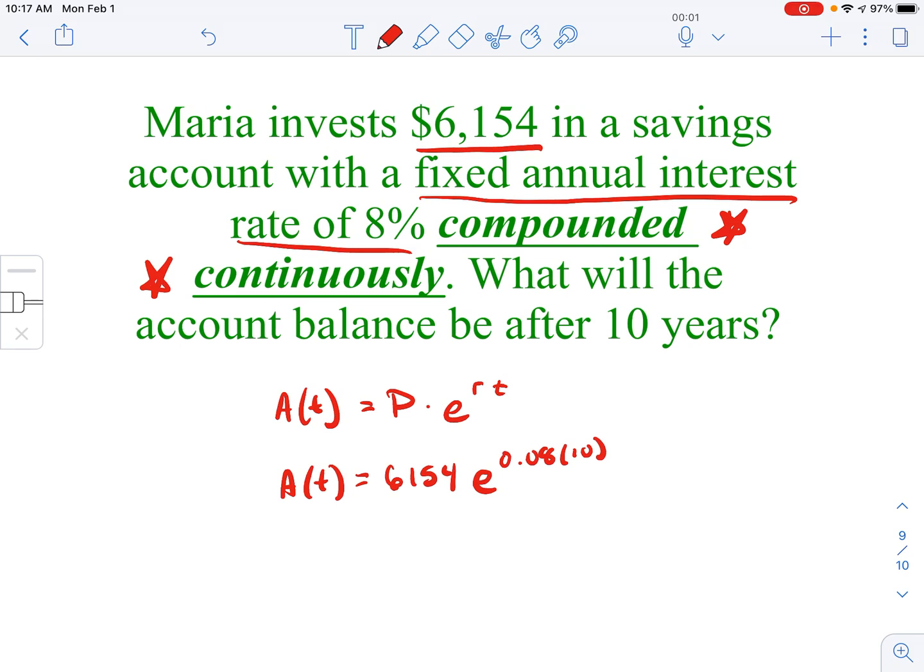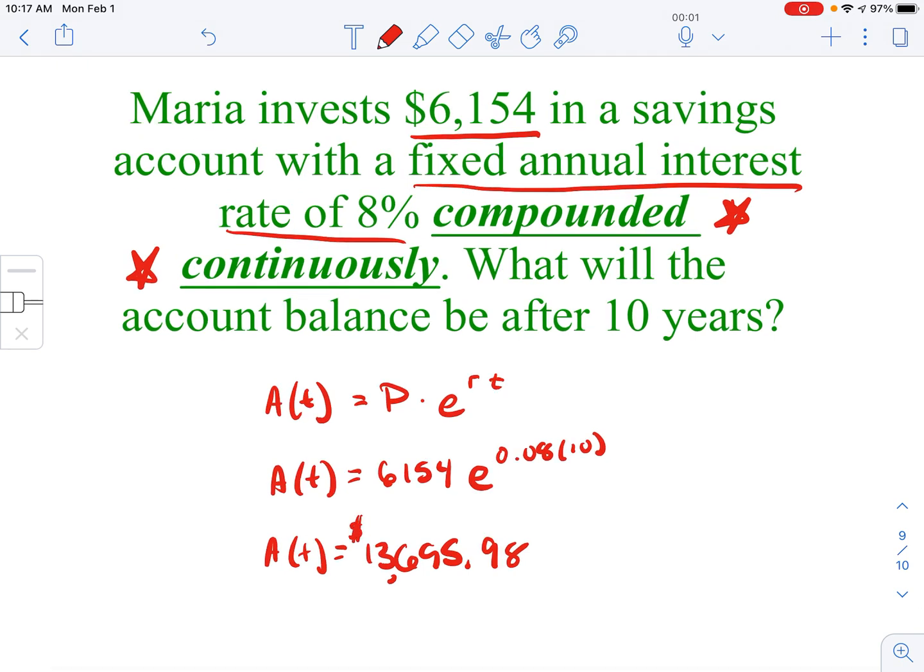So 6,154 times e. Remember, use second and then the division sign, or second and the ln button, to get the exponent, times 10, and we get 13,695.98 after rounding. So at the end of 10 years, this $6,154 turned into $13,695.98, which is pretty good. Okay, you're making a lot of money by just investing your money.